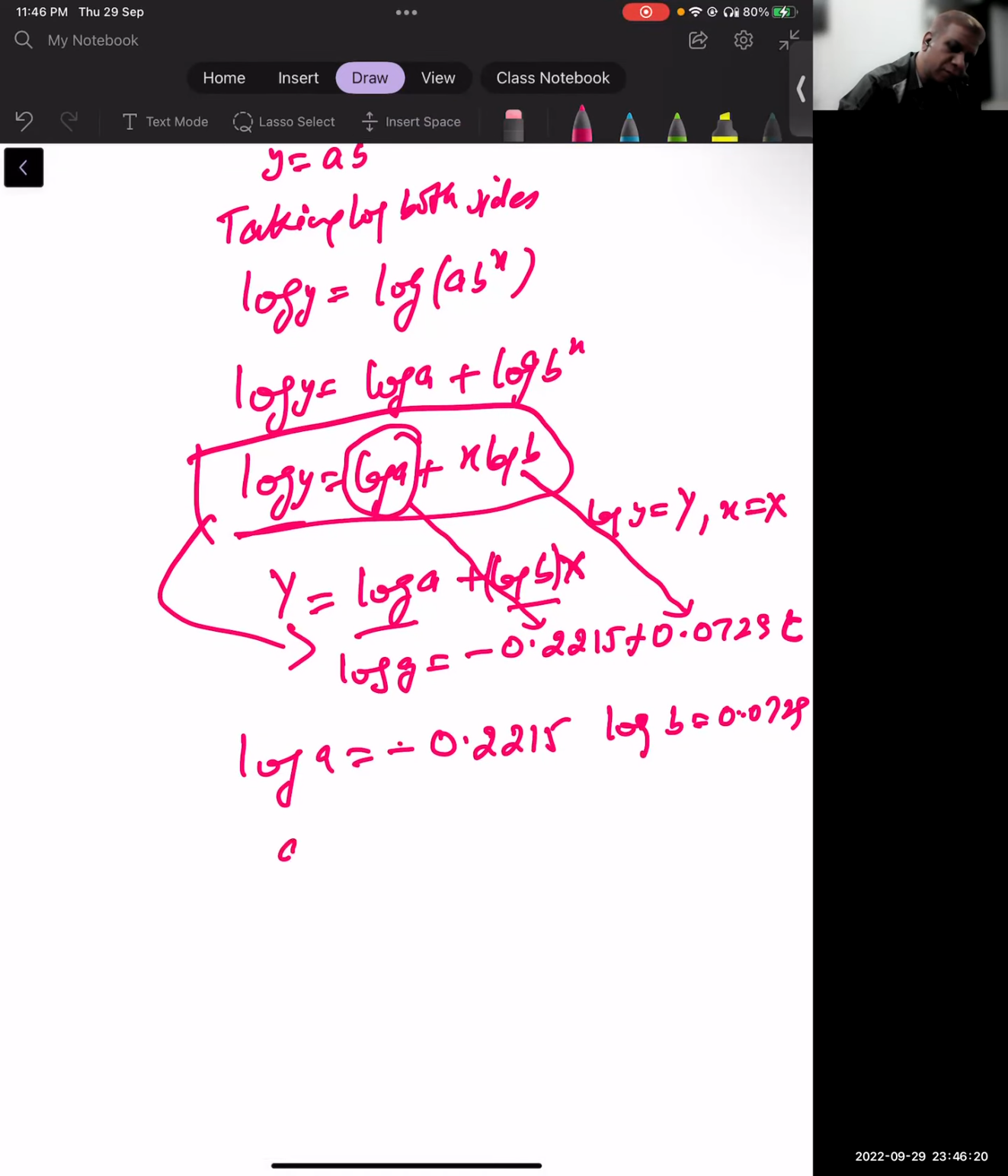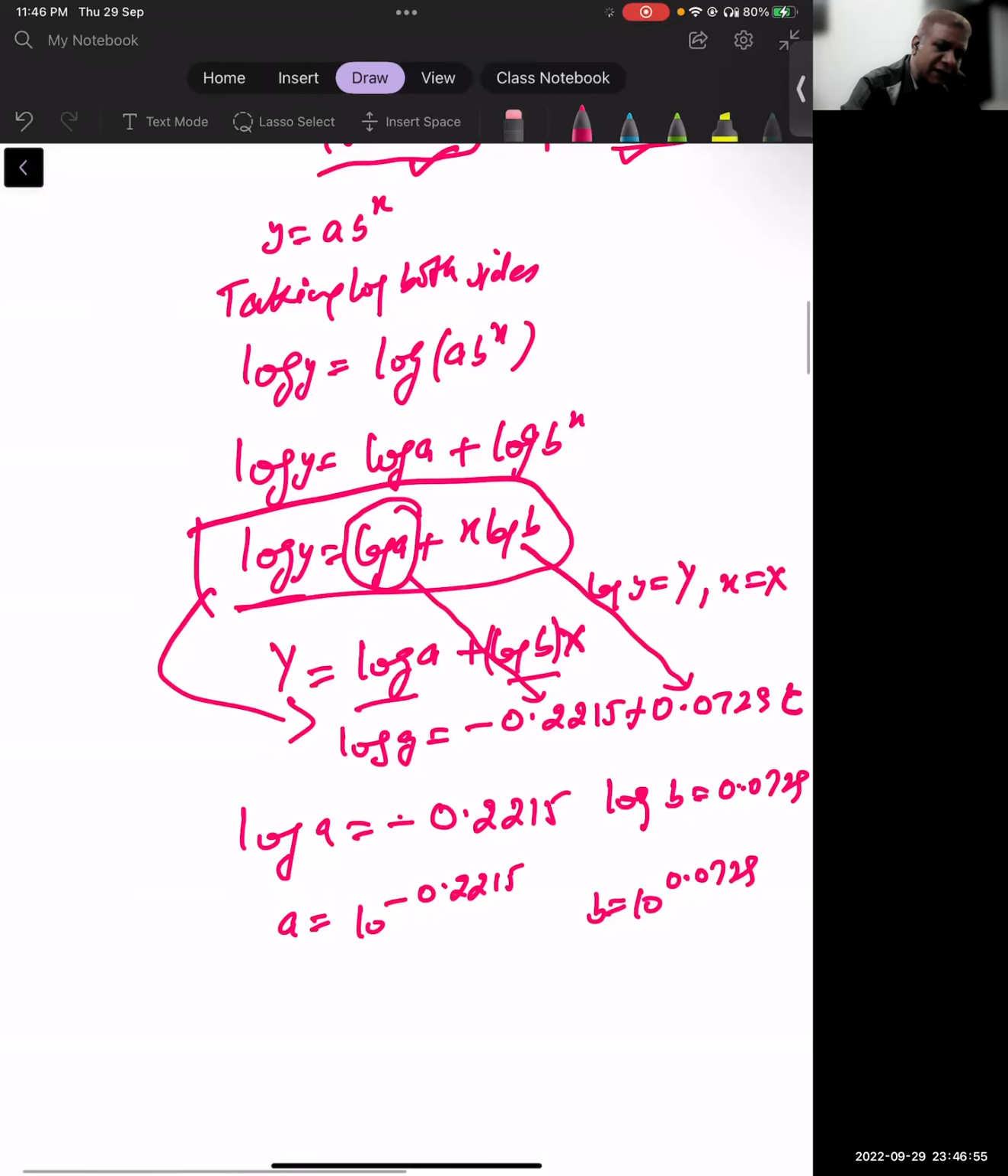Since log A equals minus 0.2215, A would be the antilog. So when you do 10 to the power of minus 0.2215. And B will be 10 to the power 0.0729. Got it. So this is the value of A and this is the value of B. So that we can calculate.